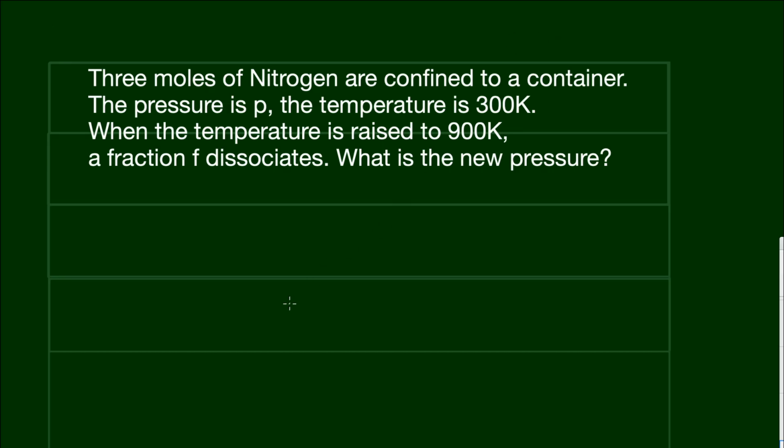And here is our last problem for this video. This is again one where a fraction f of nitrogen dissociates. So in other words, N2 goes to 2N. So once again, if 1 mole of N2 dissociates, it becomes 2 moles of dissociated N atoms. So before dissociation, the equation is the pressure is P, volume is V, is equal to n, which we are told is 3 moles, so nRT, temperature 300.